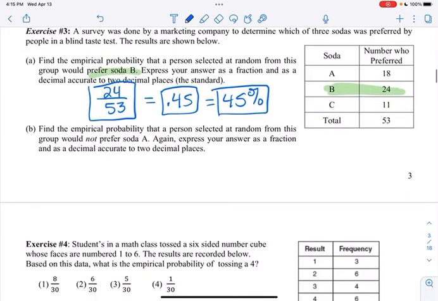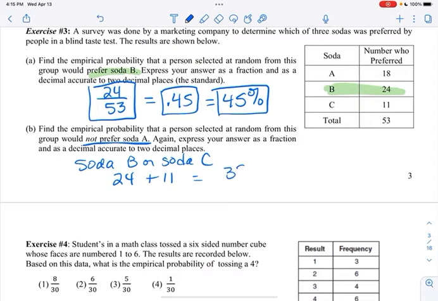Okay. Now find the empirical probability that a person selected at random would not prefer soda A. So if it's not soda A, that means it has to be soda B or soda C. Soda B, we already know, there were 24 people. Soda C, there were 11 people. So that's a total of 35 over 53. And if I want to write that as a decimal, it's 0.66 or 66%.